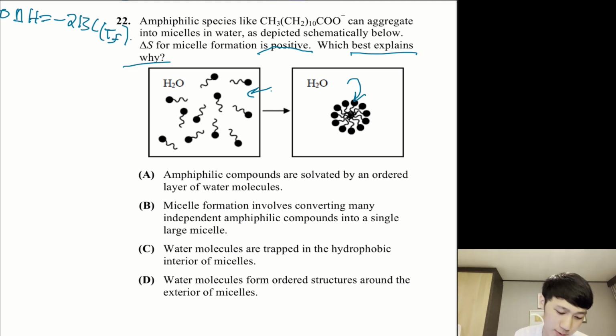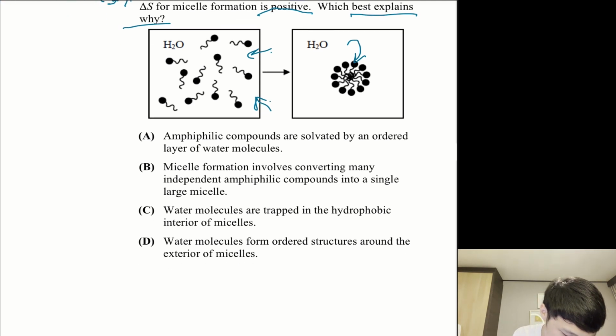And this might surprise you because we have all these free-looking amphiphilic species, and they all come together to a tight clump when we expect delta S to be negative. So let's look at the explanations and see if we can figure out why. A, amphiphilic compounds are solvated by an ordered layer of water molecules.